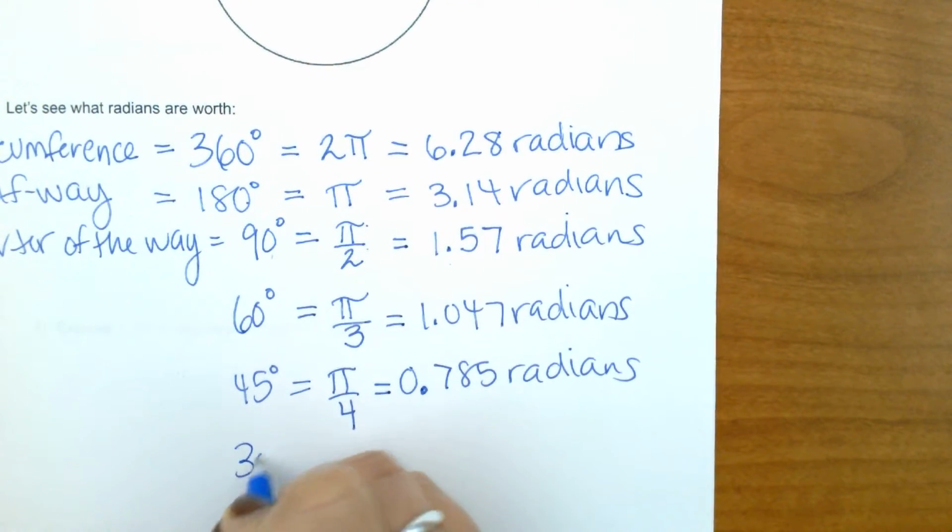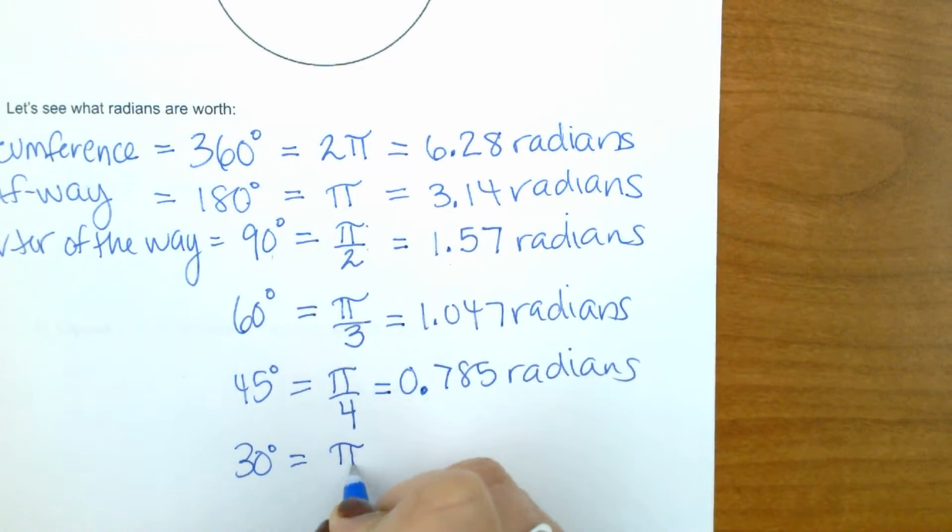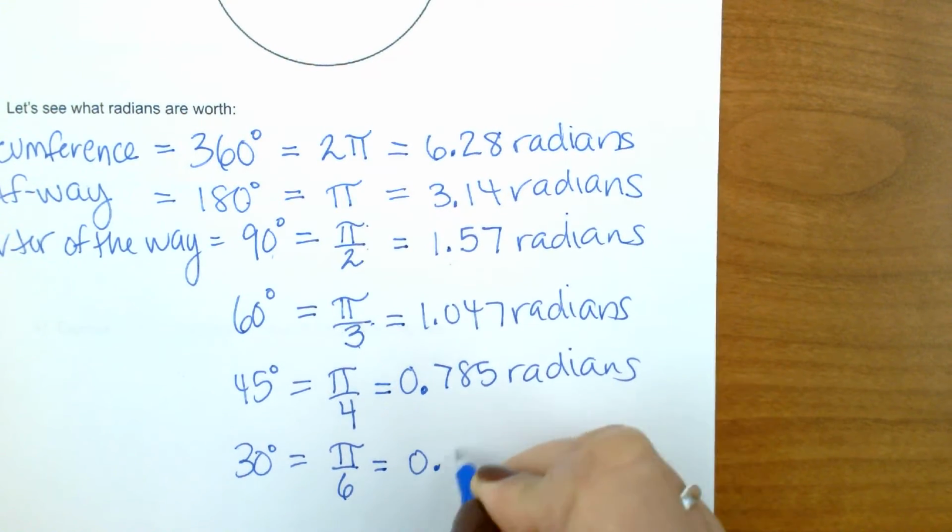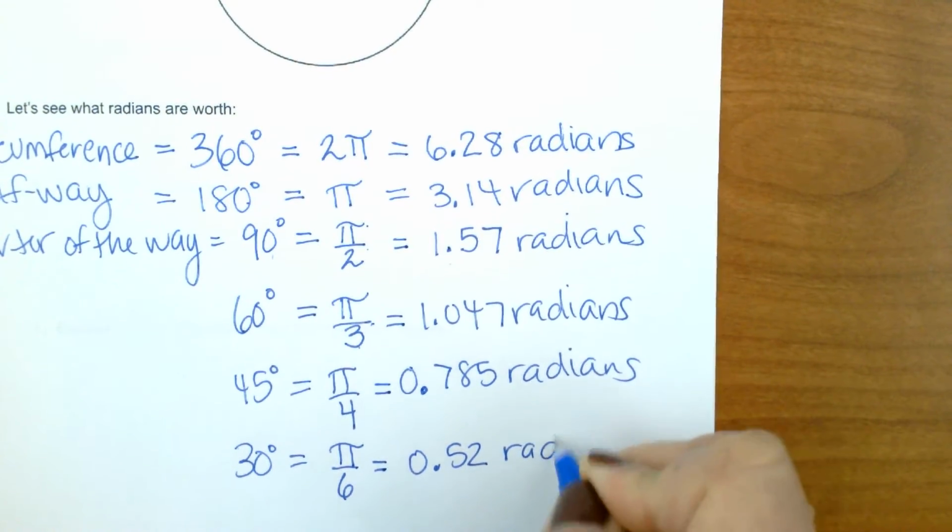And how about 30 degrees? 30 degrees is this one cut in half. So it's pi over, what's 3 times 2? You're right, 6. So it's 0.052 radians.